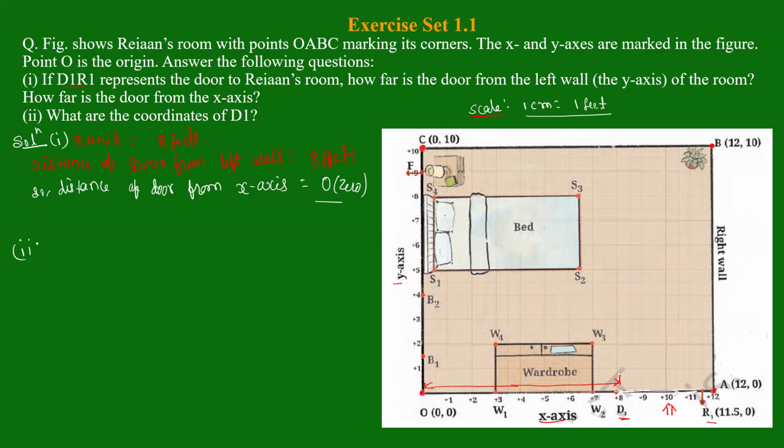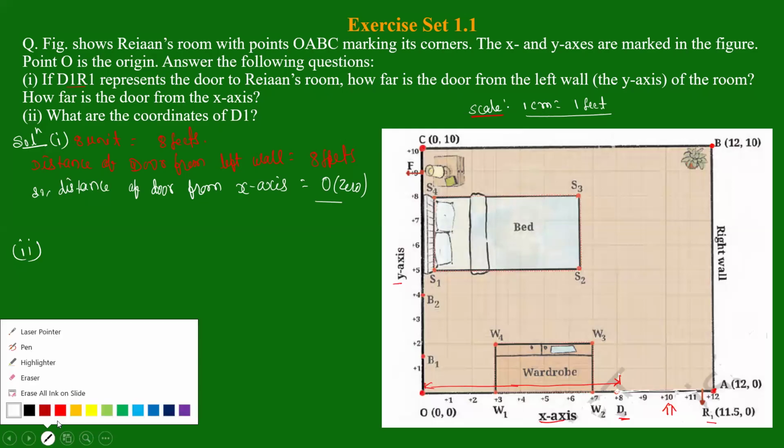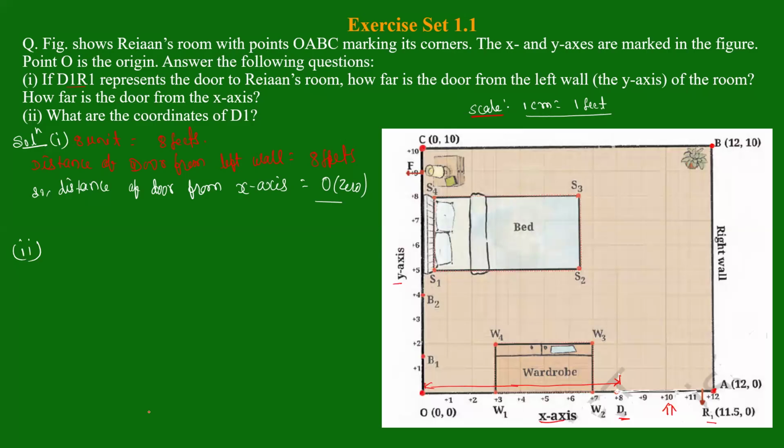The second question is what? What are the coordinates of D1? So these D1 coordinates we need to find. D1 is located here, at +8. So what will be the coordinate here? Just see. If there is any doubt, you can write in the comment box, and you can pause the video and check your answer also. You can write that in the comment.